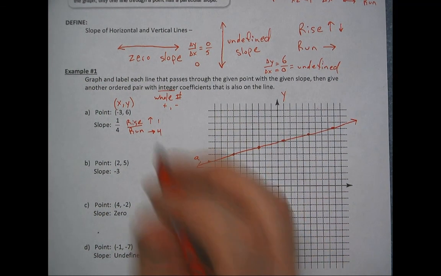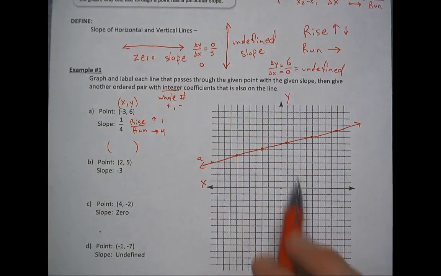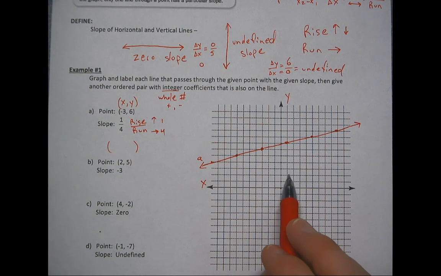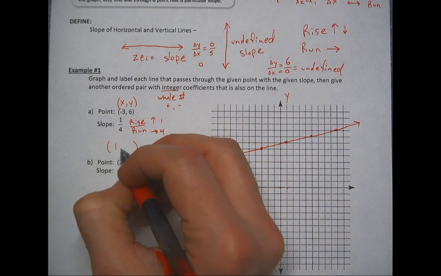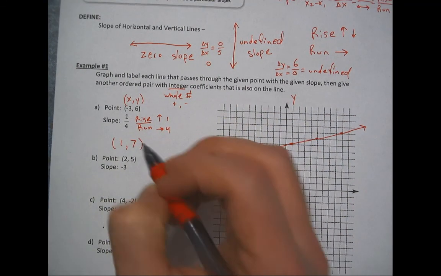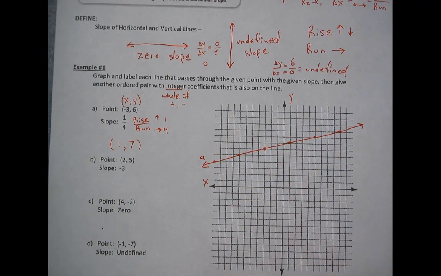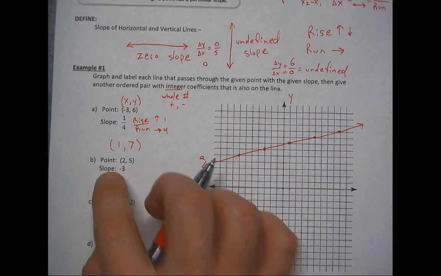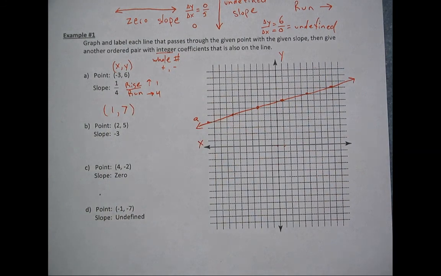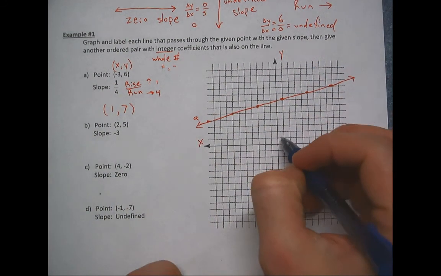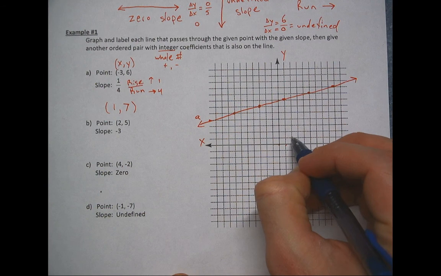If I'm going to give my x and y, well, my x is +1, and it's 1, 2, 3, 4, 5, 6, 7. So the point is 1, 7. Okay, let's go to line B. We're starting at point 2, 5. So over 2, up 5.